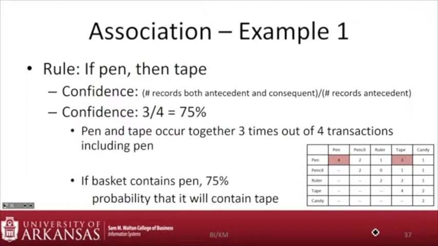And then how many times do we have pen all by itself? 4. So 3 times we had pen and tape together, 4 times we had pen all by itself. So 3 out of 4 times if somebody bought a pen, they bought tape as well. So if the basket contains a pen, there's a 75% probability that it's going to contain tape. That's what the confidence is telling us. It's going back to the probability that your basket has the first thing in it, that it's going to contain the second thing.